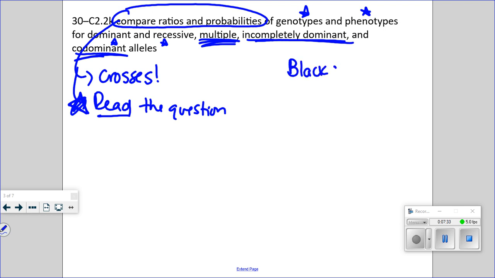Let's say that we have a black parent and a white parent. Let's say they're bunnies. There are lots of bunnies out and about. Have you guys seen them? I almost hit one this morning.